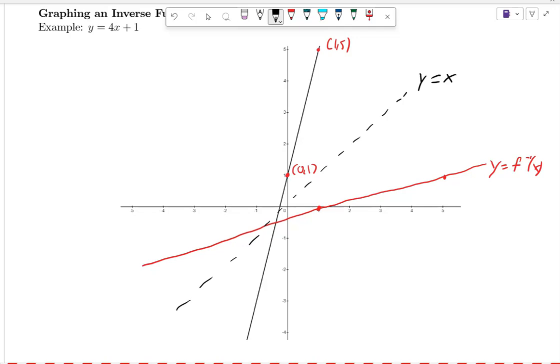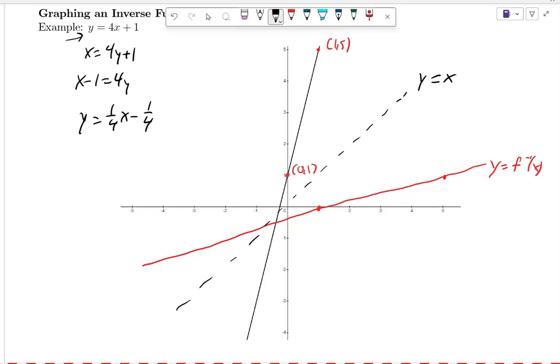If I go back up here to this function and ask you to find the inverse, what do we do first? Flip x's and y's. And then solve for y. What do we need to do to solve for y? Take away the 1, and then divide everything by 4. x minus 1 over 4. Yep, you get x minus 1 over 4 equals y.